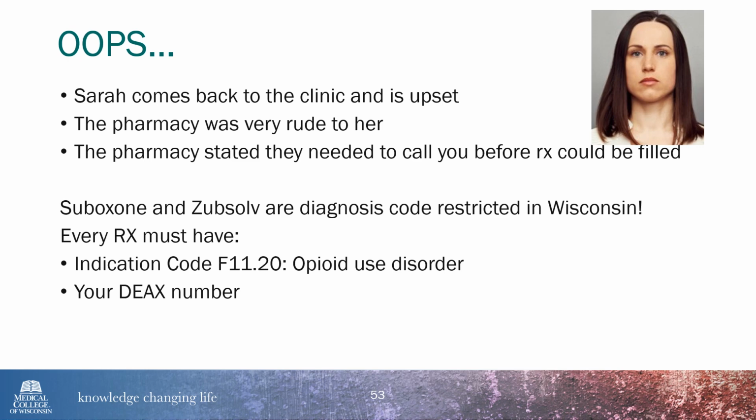You also have to have a DEAX number. Remember, you don't need to take the full Suboxone 8-hour waiver training course in order to get that DEAX number. All you have to do is go on to the buprenorphine notice of intent to prescribe website and quickly get that number. It's just your regular DEA number with an X instead of the first letter.